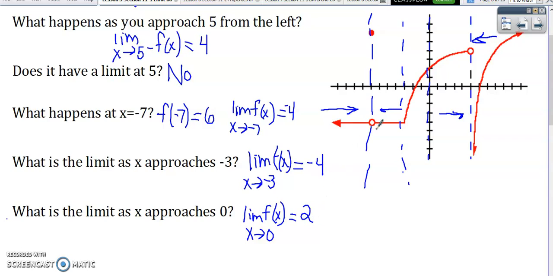So interesting to note, over here at negative 7, from the left and from the right, they're going to the same thing. So there was a limit, and it was negative 4, even though there was a hole there.